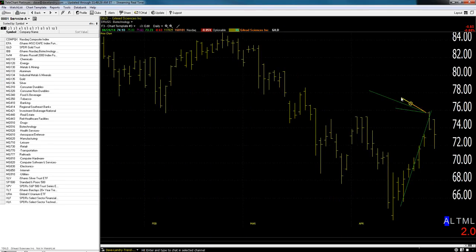Let's go back to Gilead just for a second, because Gilead did an opening gap reversal yesterday. There was good news yesterday on this stock. We are short, and we are losing money on it, admittedly. But so what? Let everything pan out. I know, easier said than done.